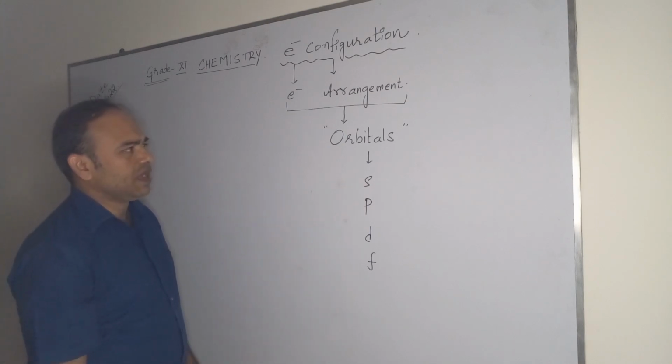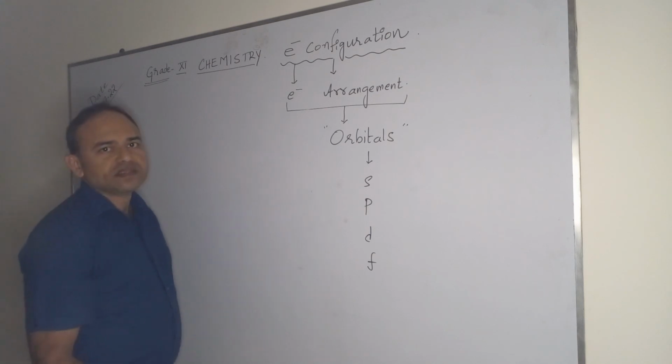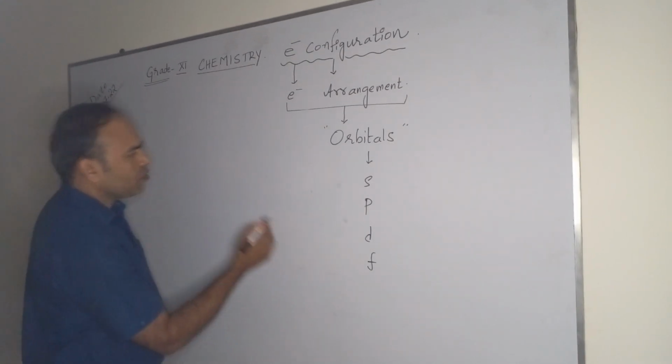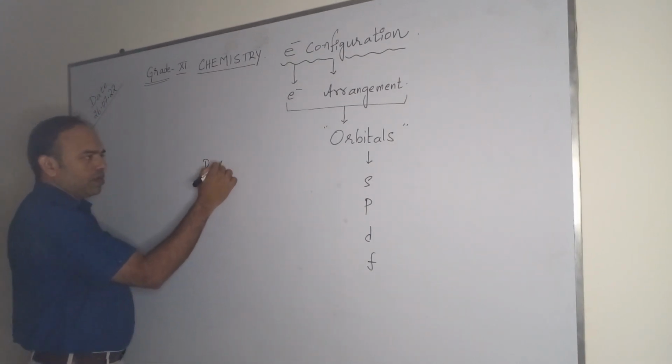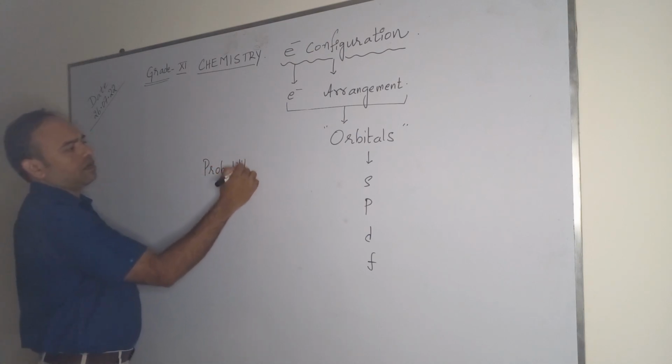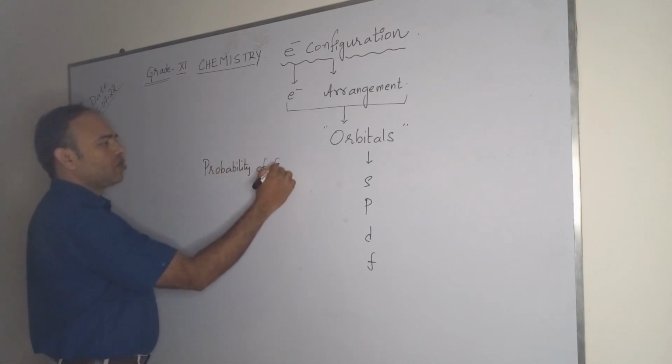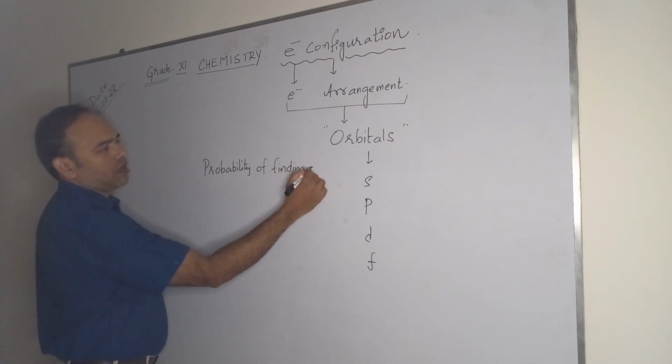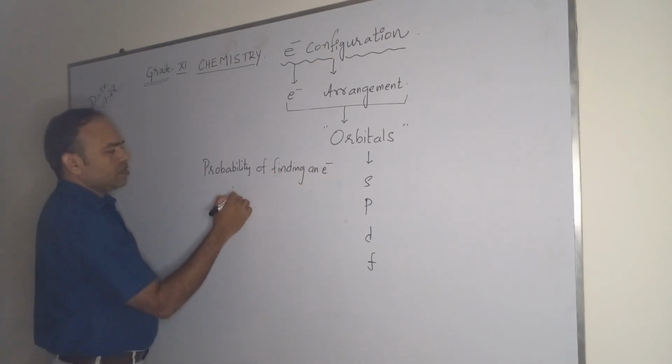So what is an orbital actually? An orbital is the three-dimensional space where the probability of finding an electron is maximum.